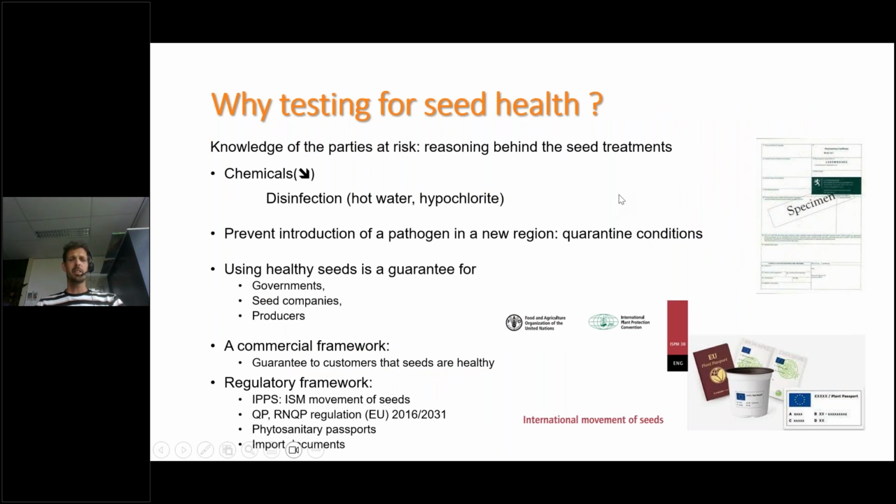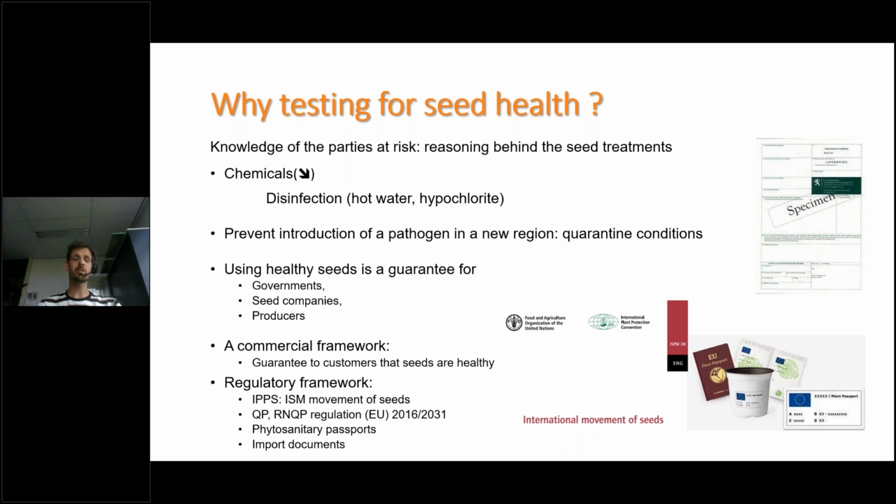So why do we test for seed health? Of course, you gain knowledge from the seed parties that you're testing, and by doing this you can also check whether you should go for treatment and what kind of treatment, for instance hot water treatment, or hypochlorite, a more chemical treatment. But also, if you know that your seed parties are infected, then you should not trade them, and then you prevent the introduction of the pathogen in new regions. That's helpful for governments, because they don't want to have these pests entering their borders and becoming prevalent in the end.